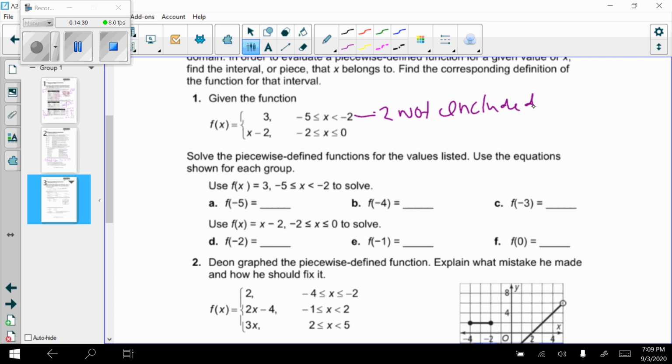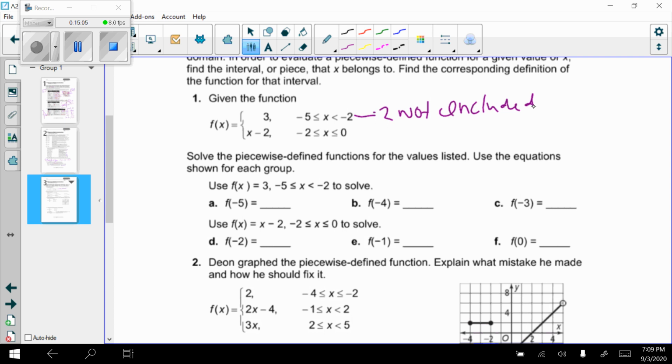The worksheet that I gave to you for the homework the other day, you had to find which equation, you had like f of x, g of x, and h of x. So first you had to find the correct equation and then look at your domain and figure out, based off of the number they gave you, which one are you plugging it into. So here, solve the piecewise defined functions for the values listed. Use the equations shown for each group.